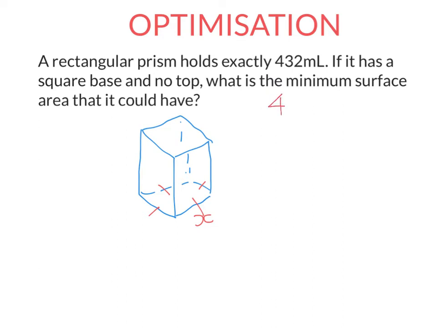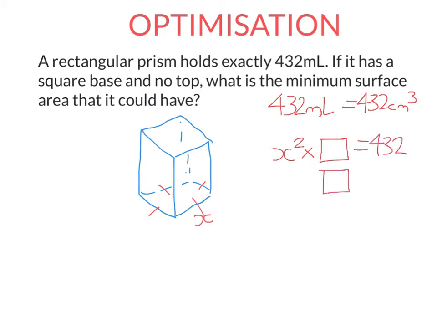So the volume is 432 mils, which is the same as 432 centimeters cubed. The volume of any prism, including rectangular prisms, is the area of the base times the height. So the area of the base times this height is equal to 432. That means that the height is just 432 divided by x squared. 432 divided by x squared is this dimension here. So now that I've written all of the dimensions in terms of one variable, x, I can write an expression for the surface area.